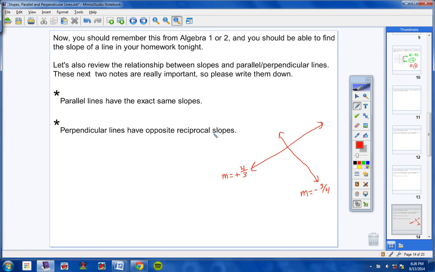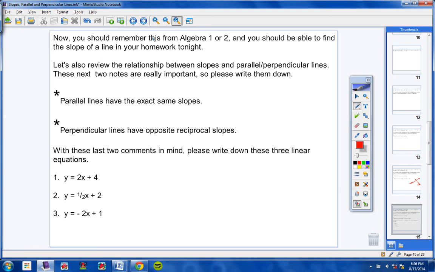Now it's really important, students, that you understand this. So I hope this is making sense. Let's continue on. With these last two comments in mind, please write down these three linear equations: y equals 2x plus 4, y equals 1/2 x plus 2, y equals negative 2x plus 1. Please copy these down. While you're copying these down, please listen to me.